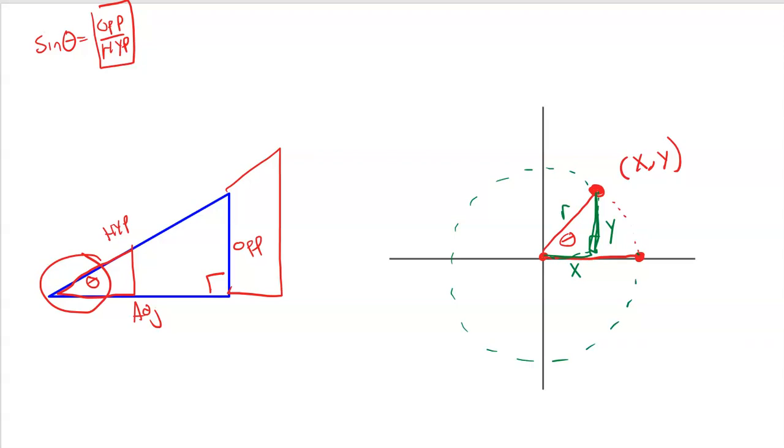Same thing here. Now that we are looking at this through a slightly different perspective, sine is the y coordinate, which is the opposite of that angle, divided by the radius, which is like the hypotenuse of that triangle. So we still maintain the same idea of what sine is, opposite over hypotenuse, but we do so through a different perspective of looking at it on an XY grid.